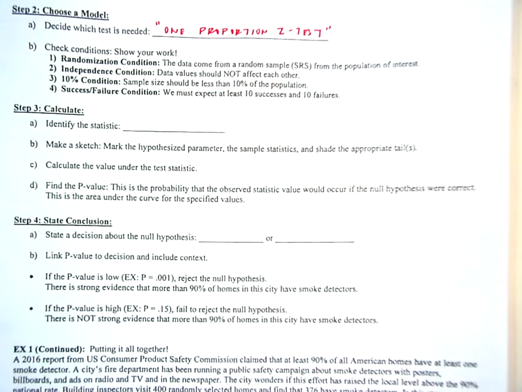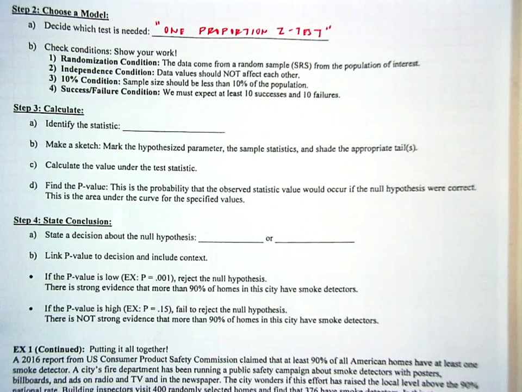Okay, and then we have to run through our conditions. And I just want to point out that they are exactly the same conditions that we saw for confidence intervals, right? So we need randomization. We want our data to come from a random sample from the population of interest. We want it to do an excellent job of representing all the types of individuals in our larger population.